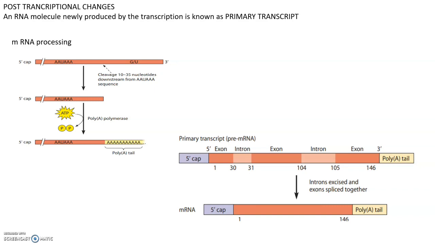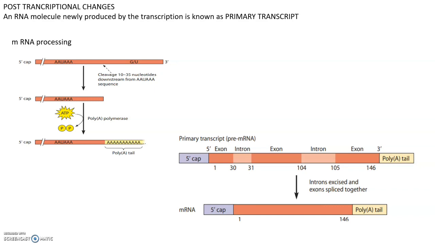The first one is mRNA processing. The mRNA which is synthesized by transcription is known as pre-mRNA, and it must undergo a few changes to get converted into mature mRNA. The mRNA processing is of two types: addition of 5 prime cap and 3 prime tail, and removal of introns. At the 5 prime end of the mRNA, a guanosine nucleotide which is methylated at the 7 position is added, and at the 3 prime end, a poly A tail of adenine nucleotides is added. After this there is a removal of introns.